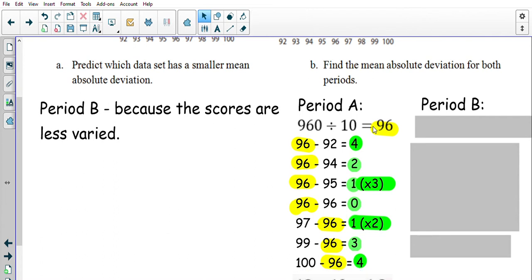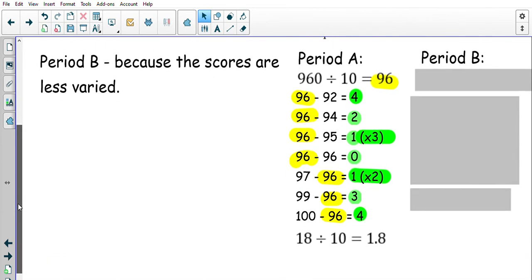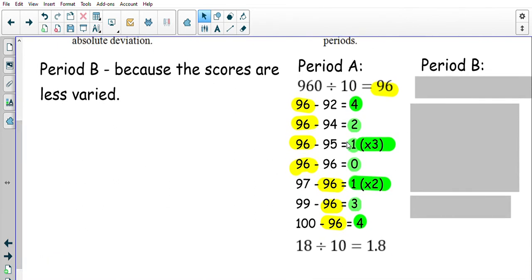So the sum of all of my differences should be 18. Again, not forgetting that I have 3 ones here and 2 ones here. Get a sum of 18, divide by 10 since there are 10 differences, 10 scores, to get a mean absolute deviation of 1.8. And it's pretty clear here, the scores are all pretty close. You know, we're looking at a difference of about 2 percentage points from the mean.